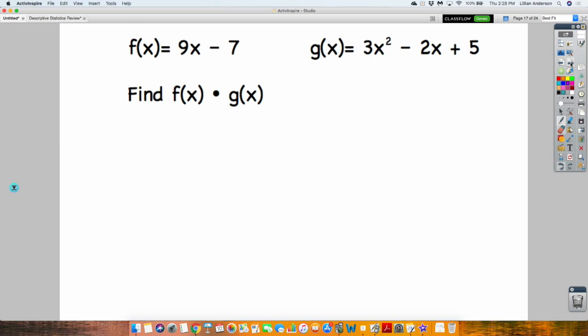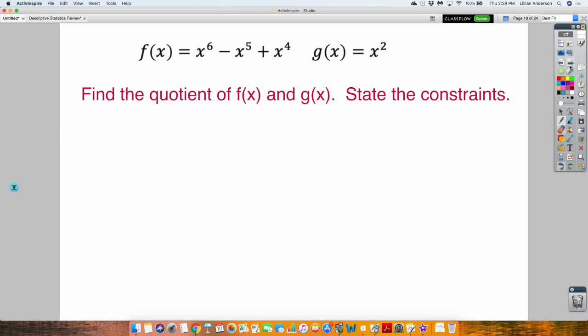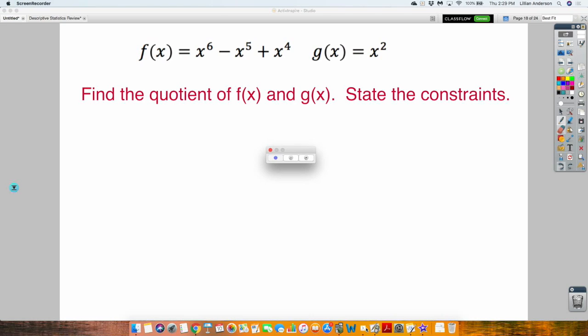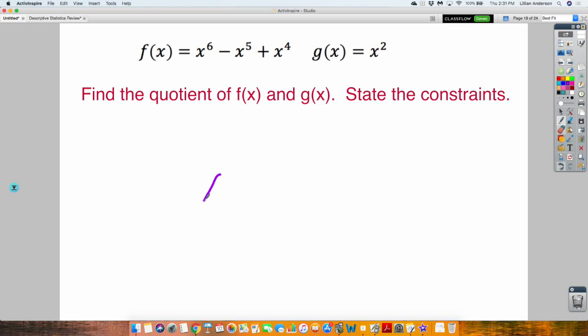Find the quotient of f of x and g of x, and state the constraints. I want you guys to do this one on your desk. So let's see about this one. You have to find the quotient, which means you have to do what again? You've got to divide. So I'm going to take x to the 6th minus x to the 5th plus x to the 4th and divide it by x squared. When I divide it by x squared, what am I left with?